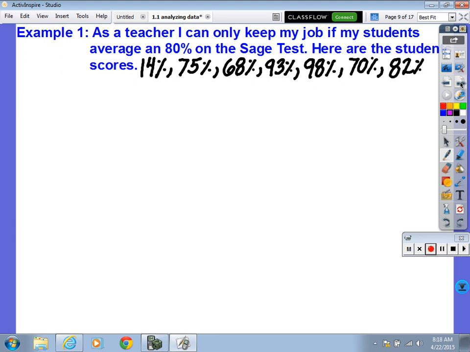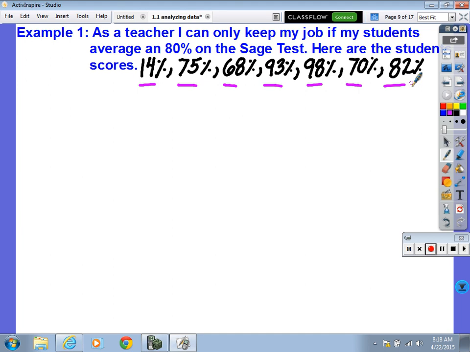Anyways, so as a teacher, I can only keep my job if my students average an 80% on the SAGE test. Here are the students' scores. So let's say I had a really small class. I only had 7 students. So this student got a 14%. This person got a 75, 68, 93, 98, 70, and 82% on the SAGE score.